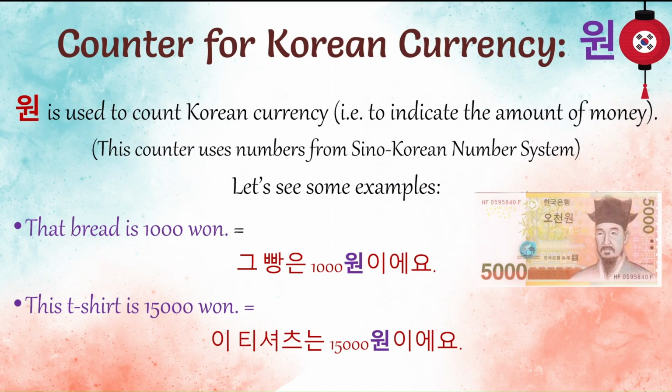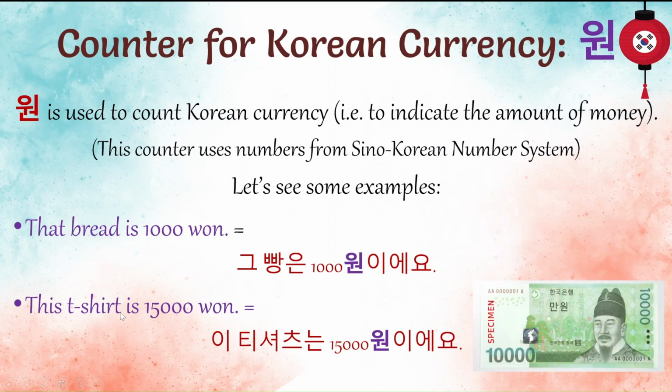That bread is 1,000 won. 그 빵은 1,000원이에요. That is 그. Bread is 빵. And 1,000 in the Sino-Korean number system is 천. So 1,000 won is 천 원. And for the bread to be 1,000 won, we have to use the verb 이다. And in present tense, it becomes 이에요.